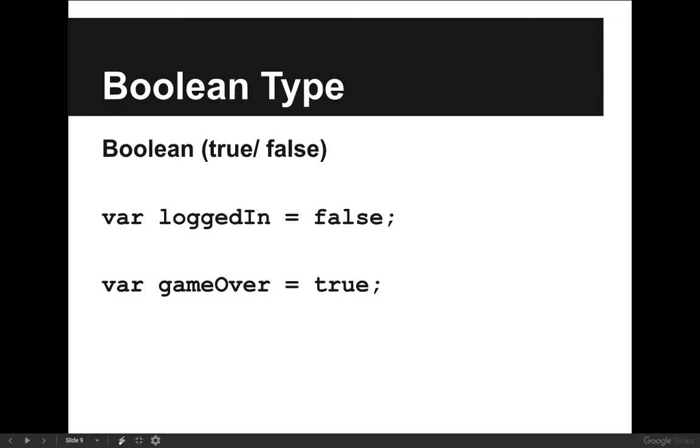Are you logged in? True or false? Var isGameOver. You could actually write is game over if you wanted to. That's what you need to think of it as. And that's either true or false. There are only two possible values for a Boolean, either true or false.